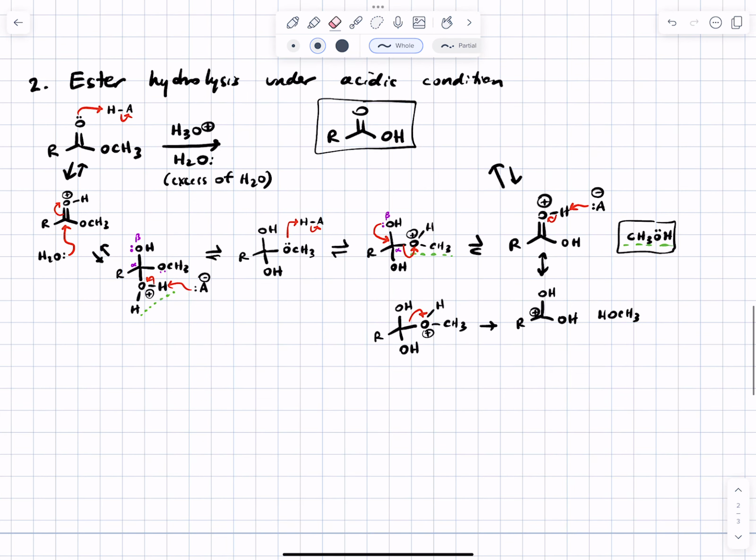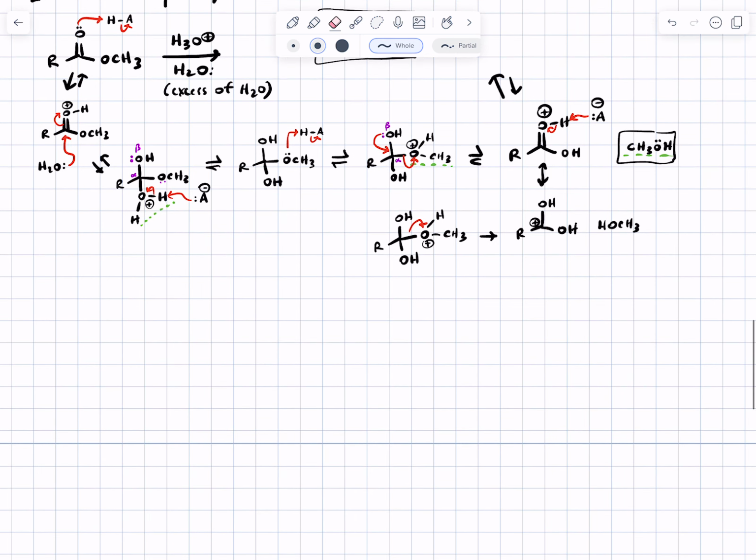All right, that's ester hydrolysis under acidic conditions. Now I'm going to show you a reaction that you do. If you're in the 353 lab, you may actually have already done this. The backwards reaction starts with a carboxylic acid and an alcohol, and it is called Fischer esterification.